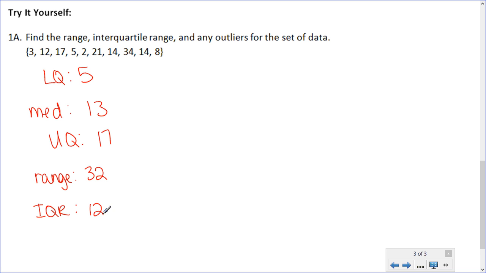So you're looking for numbers that are more than 18 units away from 13. So 13 minus 18 would have given you -5. There's nothing smaller than -5. 13 plus 18 would give you 31, and there is a number that's bigger than 31. So this is an outlier.